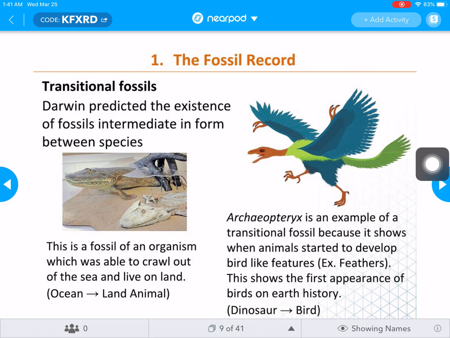Another example of a transitional fossil is this organism right here. A lot of scientists believe that animals and organisms began in the sea and somehow they found a way to crawl onto the land. So when they found this fossil, it had these little arms, it showed that it was a very good possibility that it came out of the sea and crawled onto the land, right? This is a transitional fossil because it shows that an organism went from the ocean and began to live on land. Transition, right?